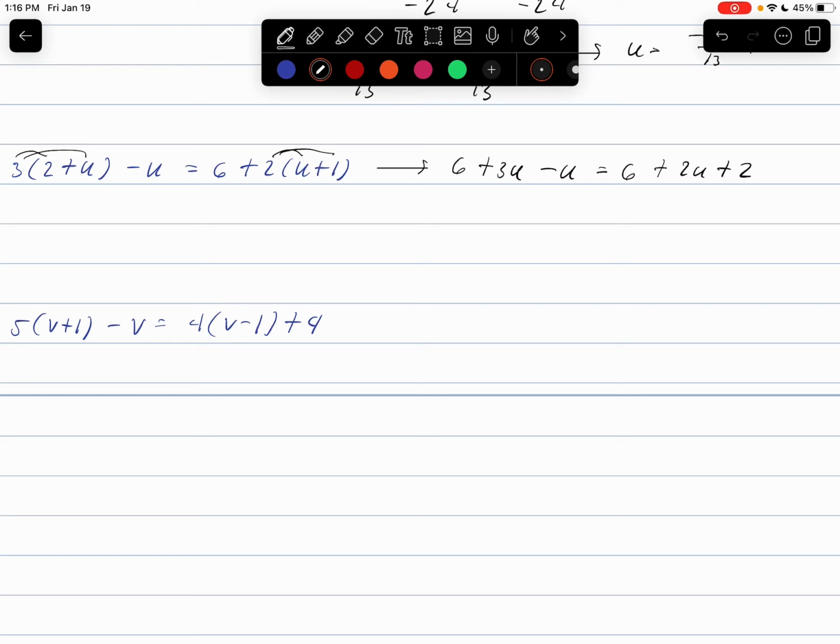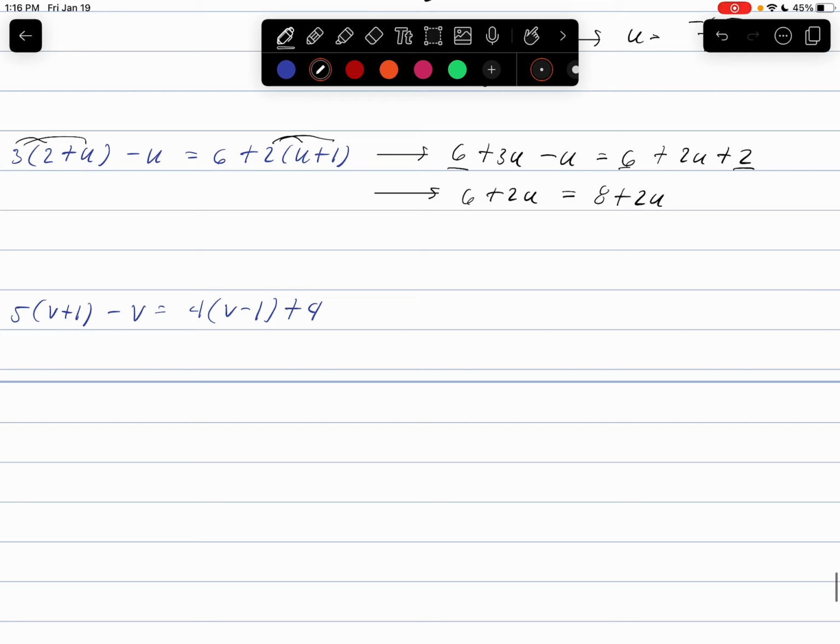Okay, so now let's see if we can combine like terms on both sides of this equation. So here we have 6 plus 3u minus u. We only have one constant term on the left-hand side, but here we have 3u and negative u, so let's combine those. So we'll have 6 plus 2u, because 3u minus u is 2u. Okay, and over here we have two constant terms, 6 and 2, so we can add those. So we have 6 plus 2 is 8, so we'll end up with 8 plus 2u.